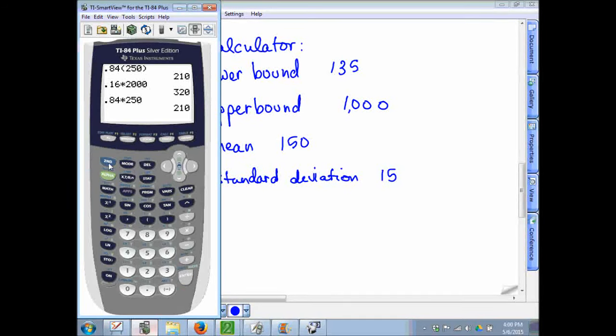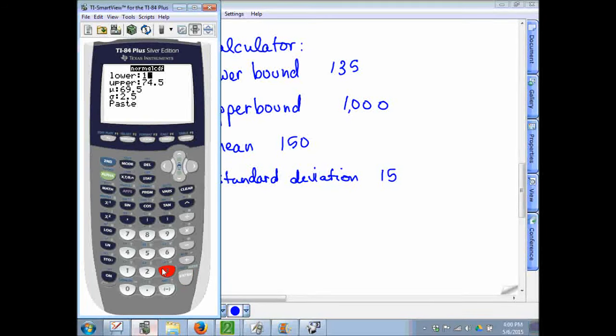So first thing you hit is the second button, and then VARS. And then the second option down says normal CDF. This stands for normal cumulative distributive function. Anyway, this is the one you want, normal CDF, not normal PDF. So hit enter on normal CDF. And again, depending on how new or updated your calculator is, it might look a little bit different than this.